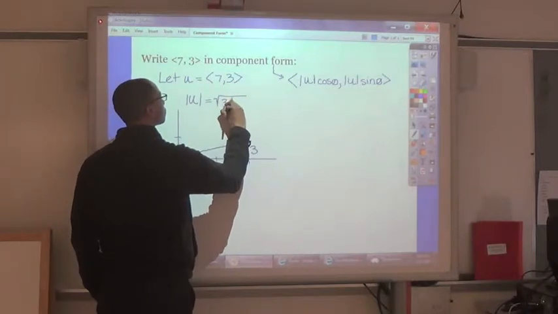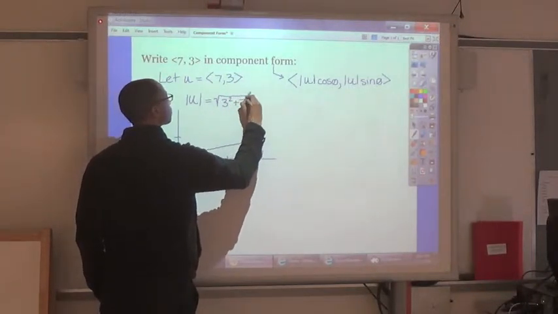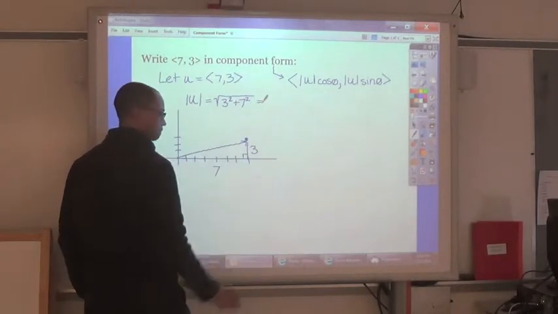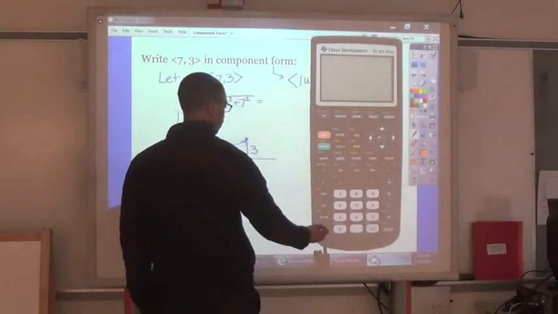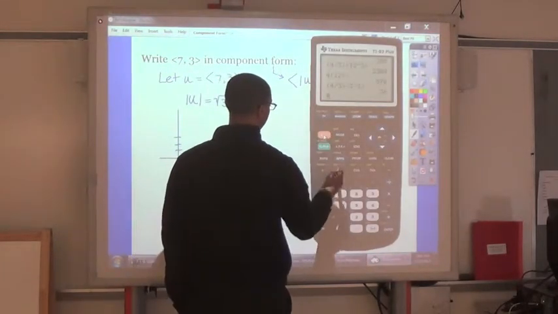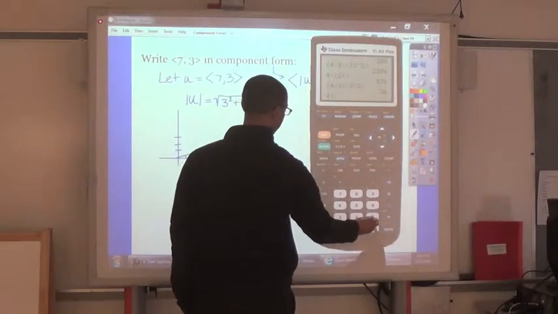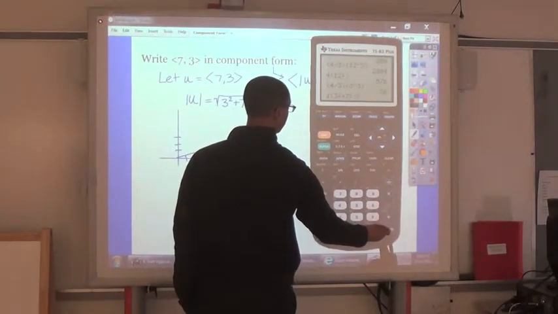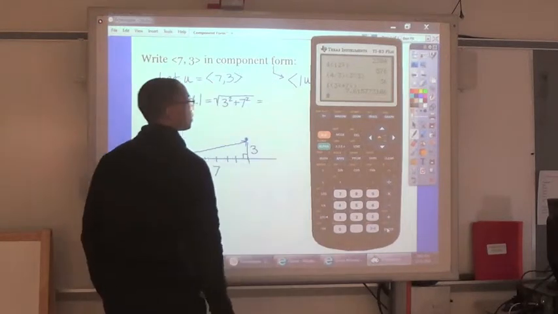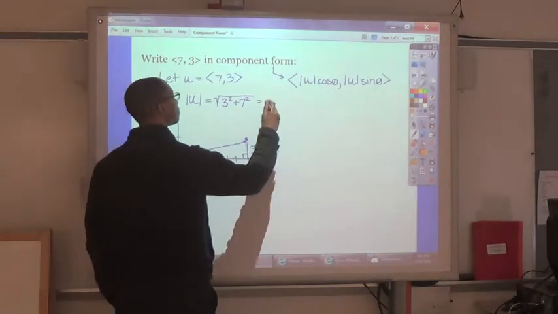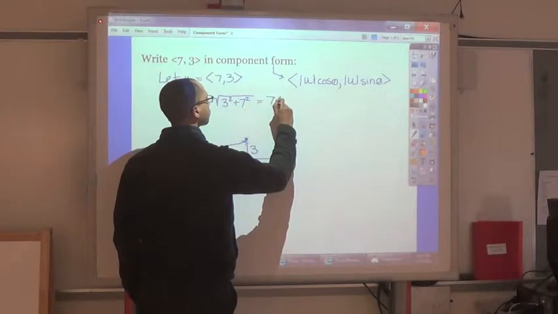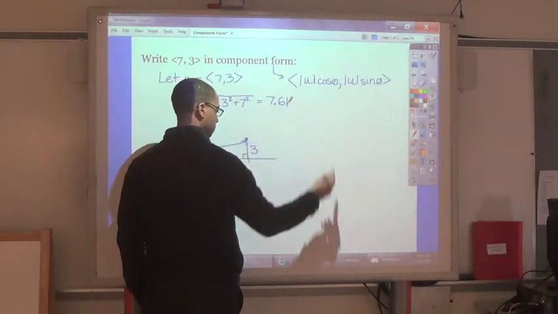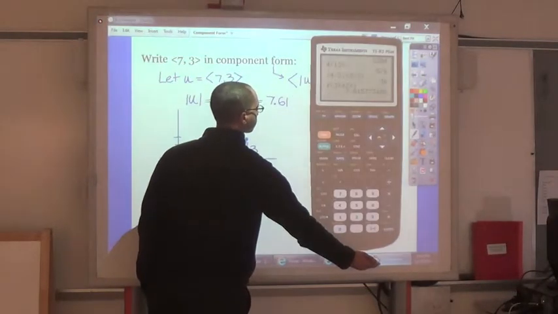So now I'm finding the magnitude of the vector. Using the Pythagorean theorem, I'm going to do the square root of 3 squared plus 7 squared. Pull up my little calculator and I'm going to find that answer right now. So my answer came out to be 7.61.